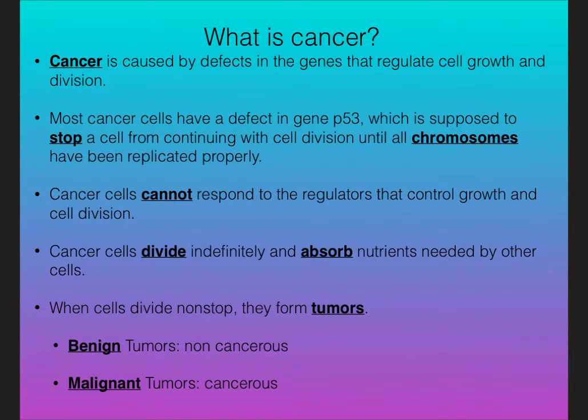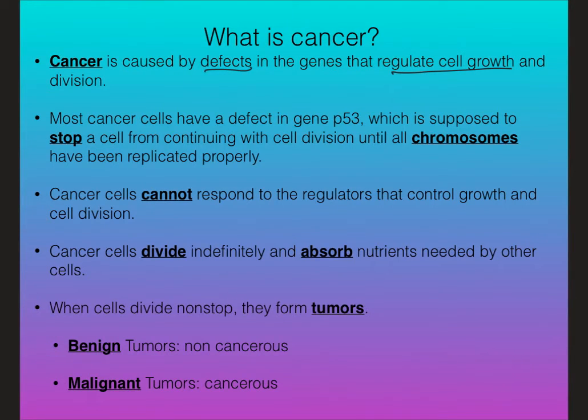All right, now what happens when the cell doesn't die, either by a natural cause or through apoptosis? Well, one thing that can happen is it can lead to cancer. So cancer is caused by defects in the genes that regulate the cell growth and division. These regulating genes are supposed to go through each step and do exactly what the cell needs, whenever there's a defect, when something's going wrong, it could lead to cancer.